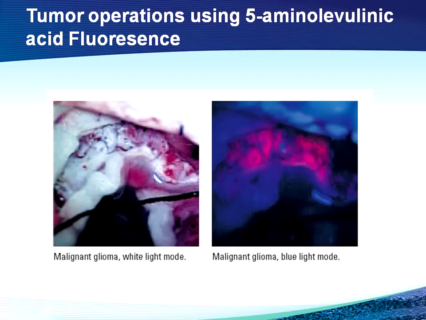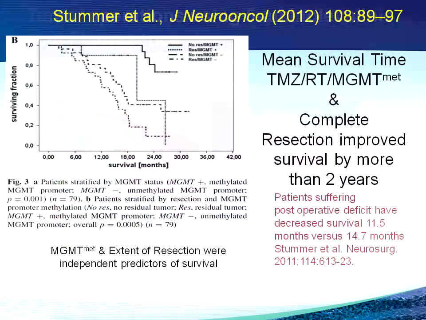There's a new system called 5-ALA, and that system outlines a tumor like this. In some centers, people are using that to try to improve the removal. The tumors light up under the microscope, and you can see them more. There are a number of different systems being developed for that.